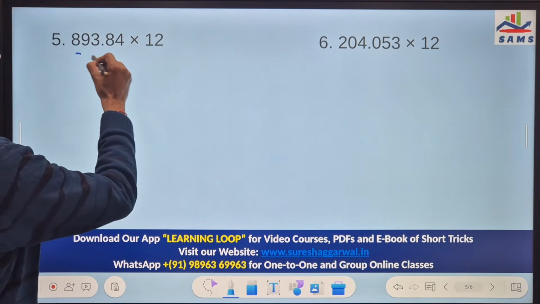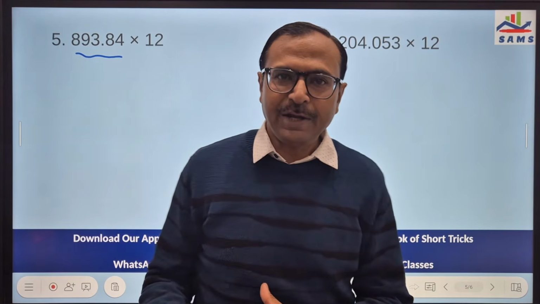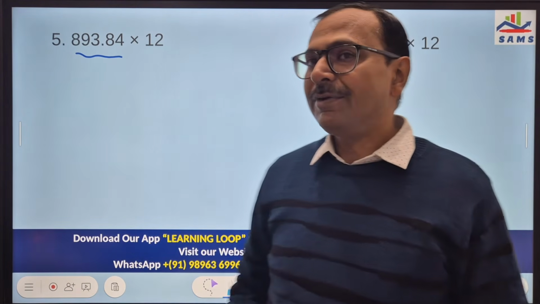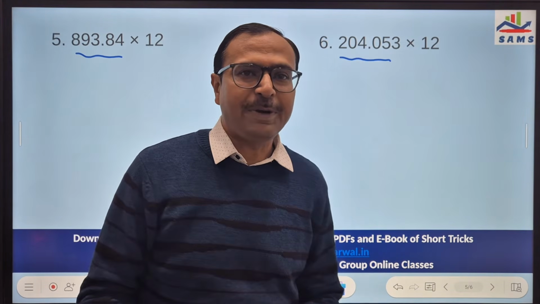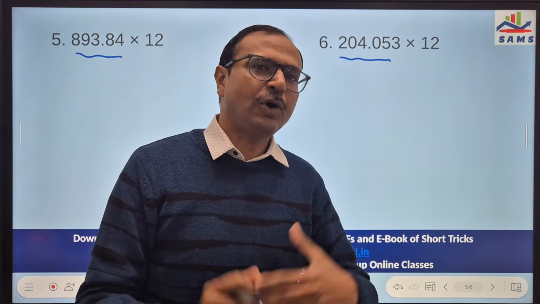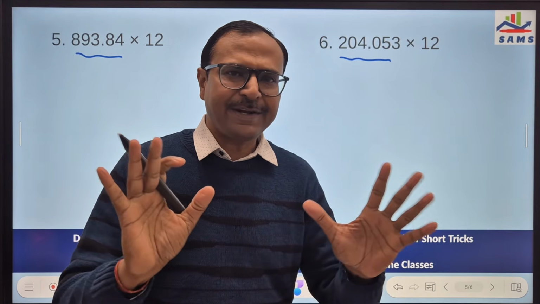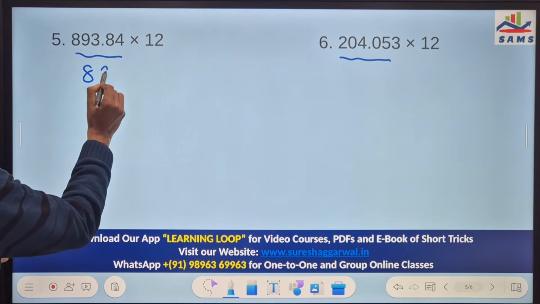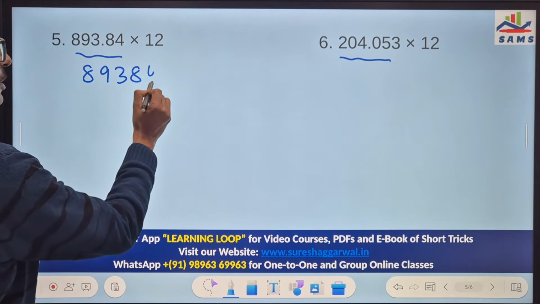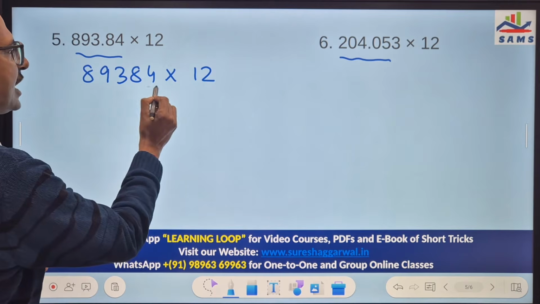Here you can see we have 893.84 to be multiplied by 12, and another question here, 204.053 to be multiplied by 12. We can follow the same method. You just have to forget the decimal ones and consider this number as 89384 multiplied by 12.